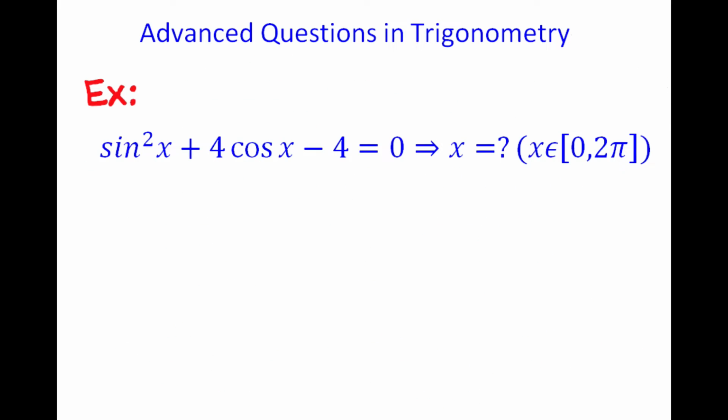And this is our last question, guys, in this video. We have sine square x plus 4 times cosine x minus 4, which is equal to 0. And what is the value of x, where x is between 0 and 2 pi, including those values, guys. Those square brackets mean including those values, those boundaries.